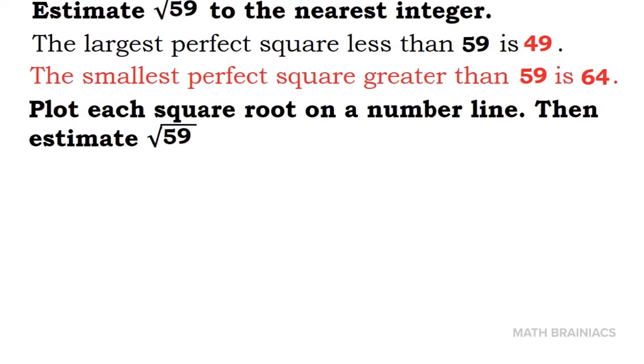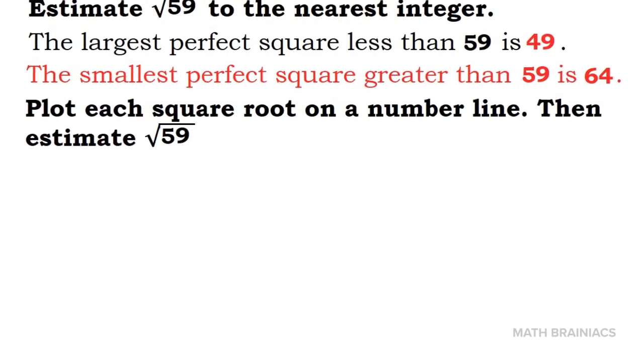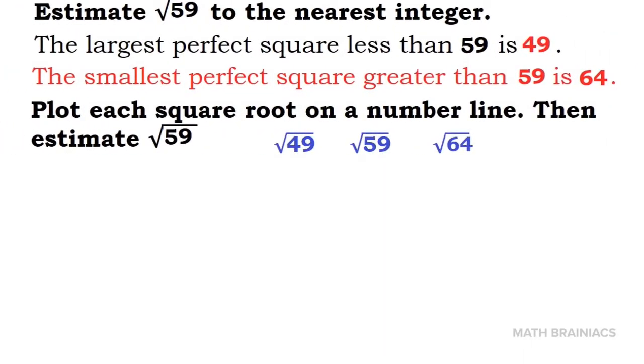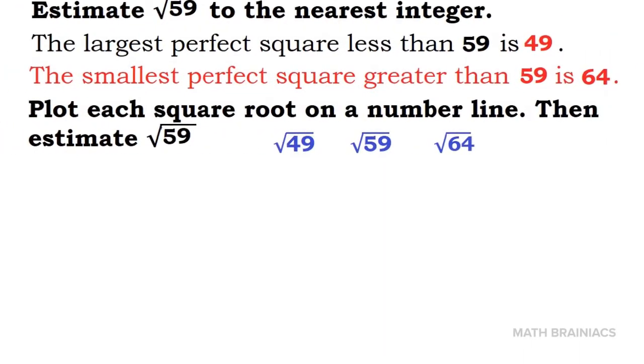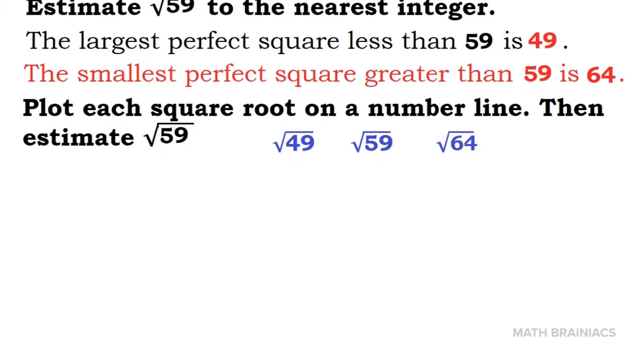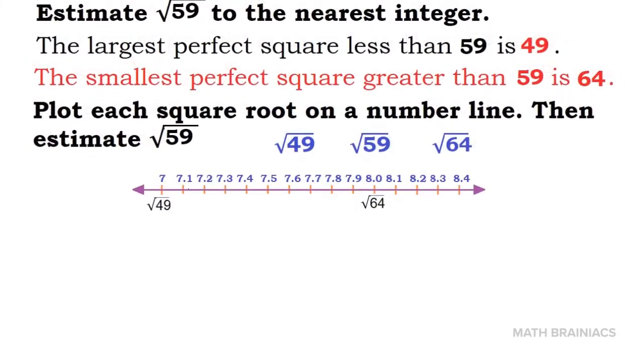We are going to plot each square root on a number line, then estimate square root of 59. Accordingly, we are going to plot the three square roots on the number line: the square root of 49, square root of 59, and square root of 64.